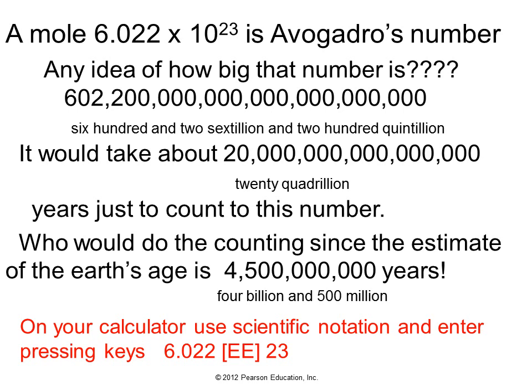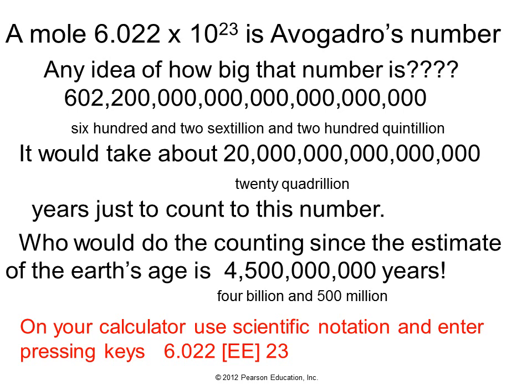Any idea how big that number is? Here it is, written out in regular notation. It's 602 sextillion and 200 quintillion. It would actually take about 20 quadrillion years just to count this number. Well, I don't know who would do it, because the estimated age of the Earth is 4,500,000,000 years. So it's very big.